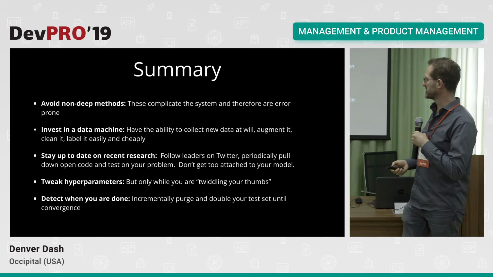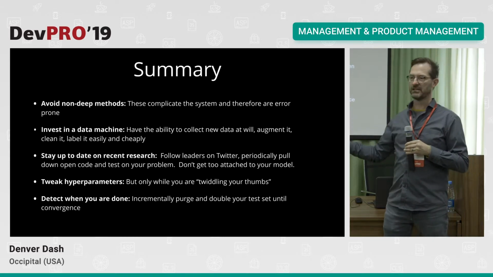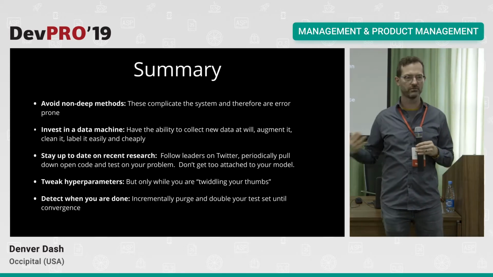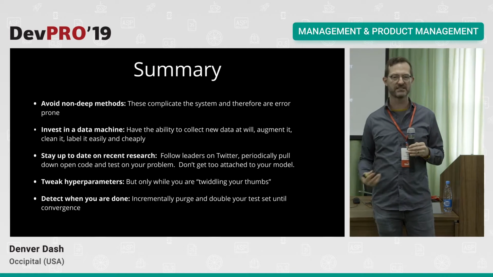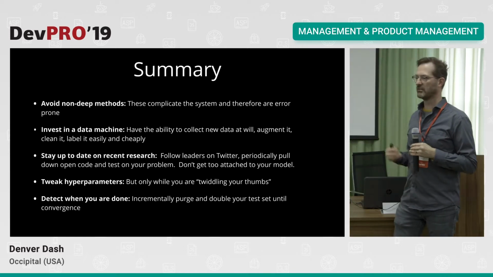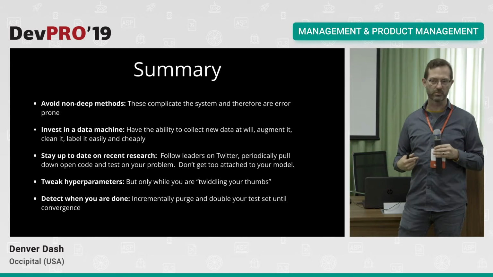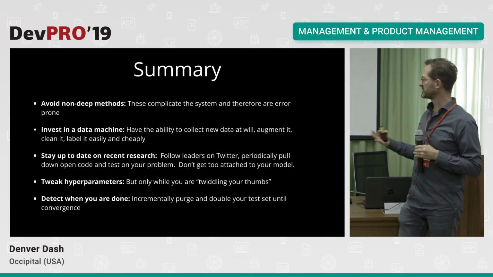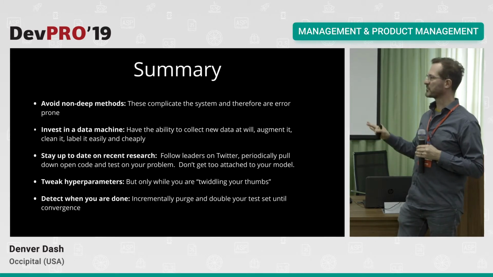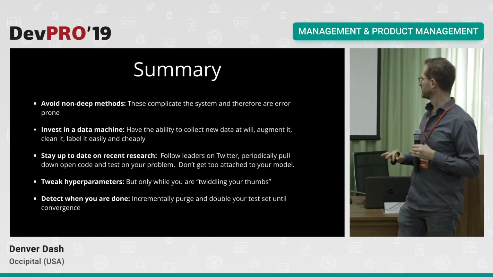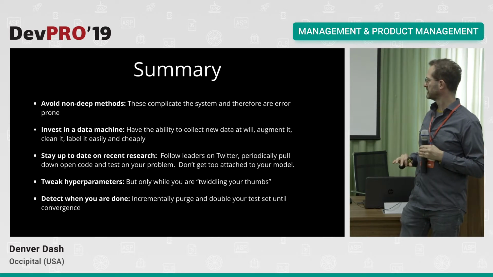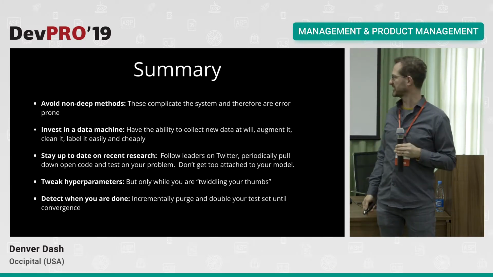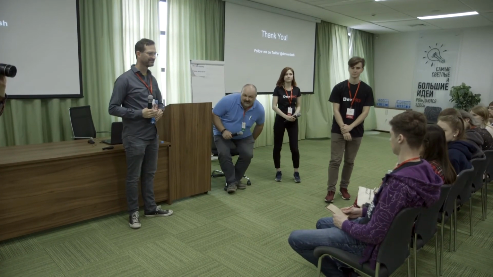All right, and that's pretty much it. So, summary: avoid non-deep methods. Invest in a data machine so you can crank through and have this engine testing and training very fast. Automatically vary your hyperparameters in a giant for loop instead of manually. Stay up to date on recent research. Tweak your hyperparameters when you're twiddling your thumbs. And then detect when you're done by incrementally purging your test set. That's it.